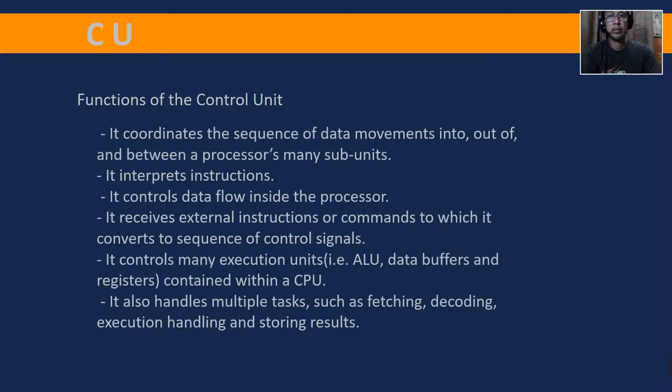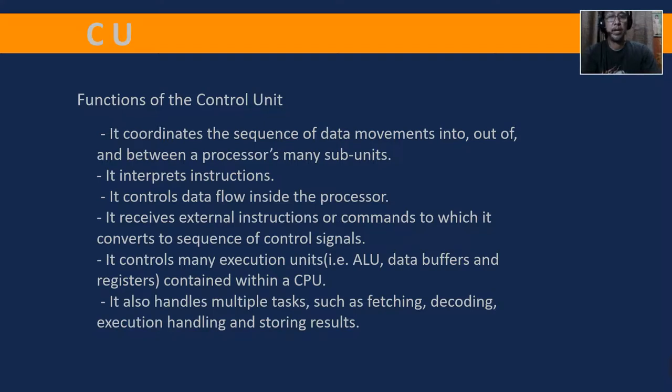So here are some of the functions of the control unit. It coordinates the sequence of data movements into, out of, and between a processor's many subunits. It interprets instructions. It controls data flow inside the processor. It receives external instructions or commands which it converts to a sequence of control signals.